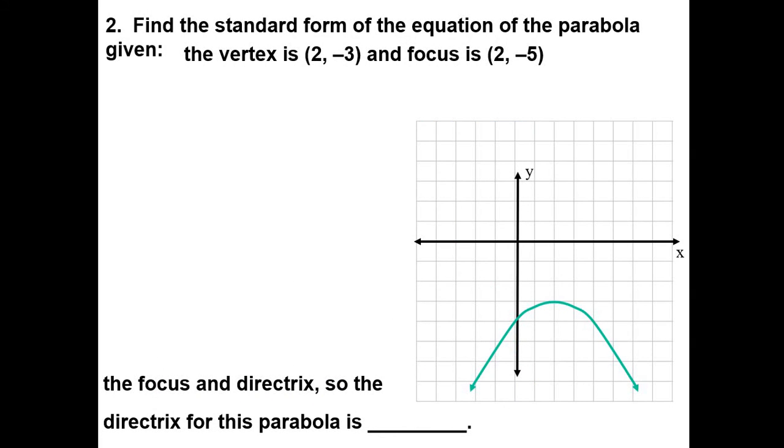Okay, meron pa tayo dito. Find the standard form of the equation of the parabola. Vertex 2, negative 3, focus 2, negative 5. Okay, meron tayong vertex 2, negative 3. Plot na natin. Yan ang vertex. You can see in the graph. Tapos, yung focus, ito naman, 2, negative 5.